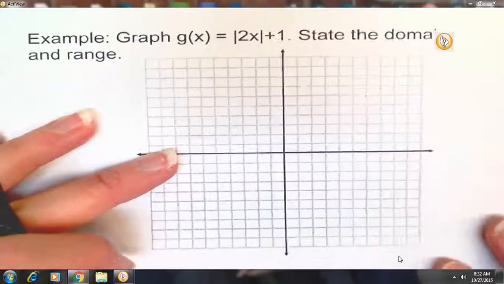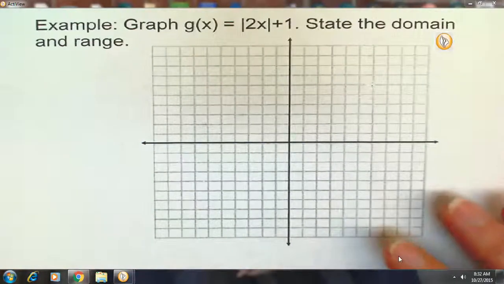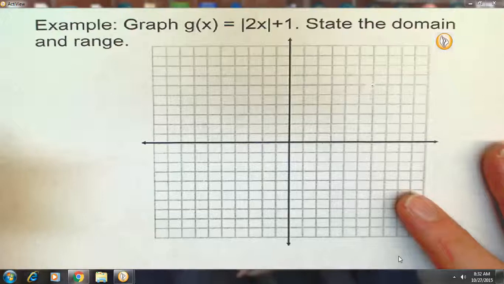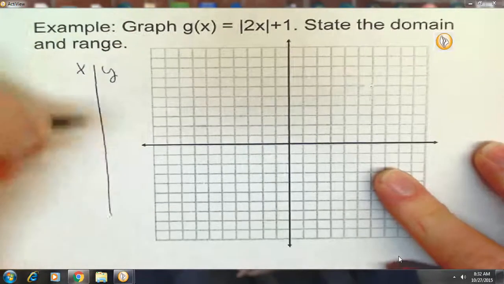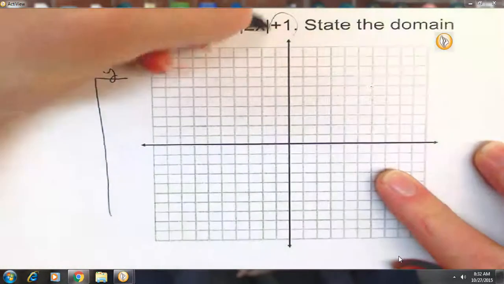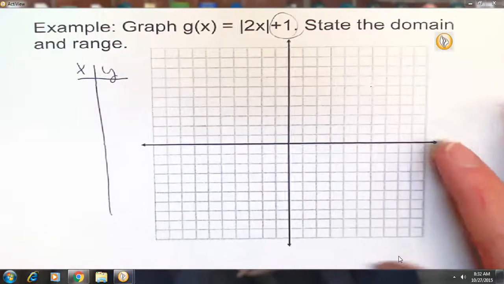One more. This will be our last one. It says to graph g of x equals the absolute value of 2x plus 1. Now this one is a bit different. This time we've got to do that plus 1 after we take the absolute value. So keep that in mind.